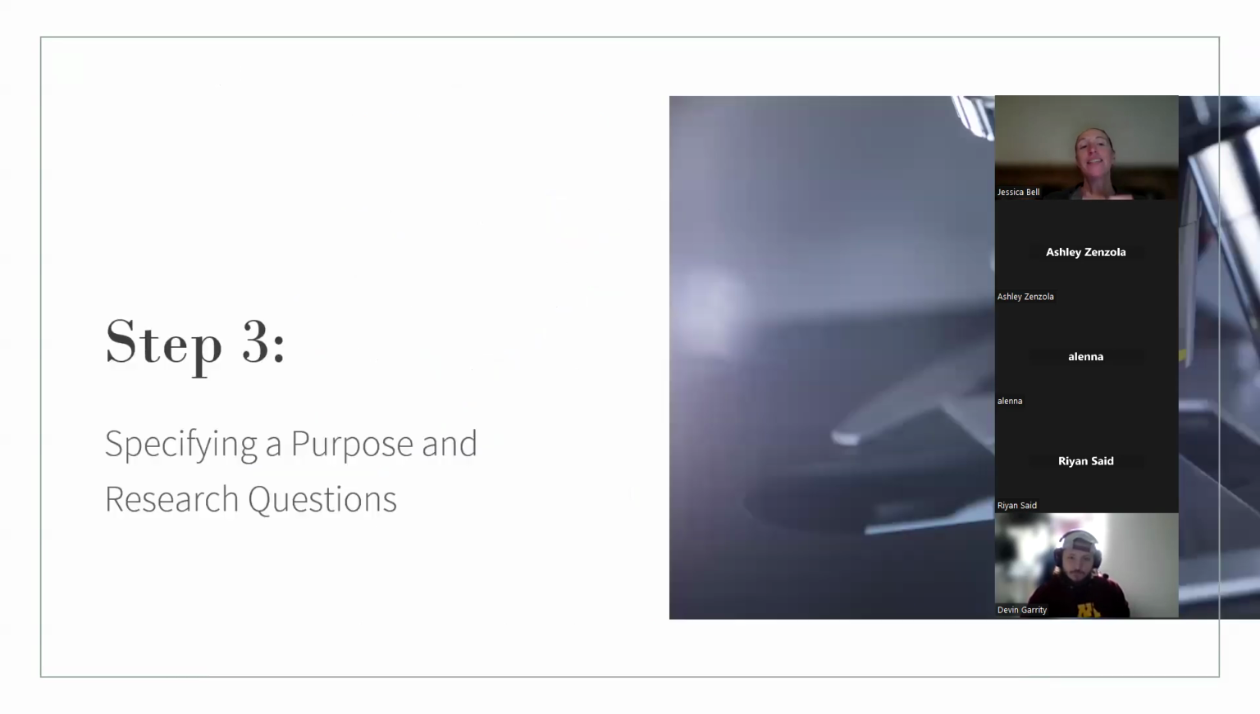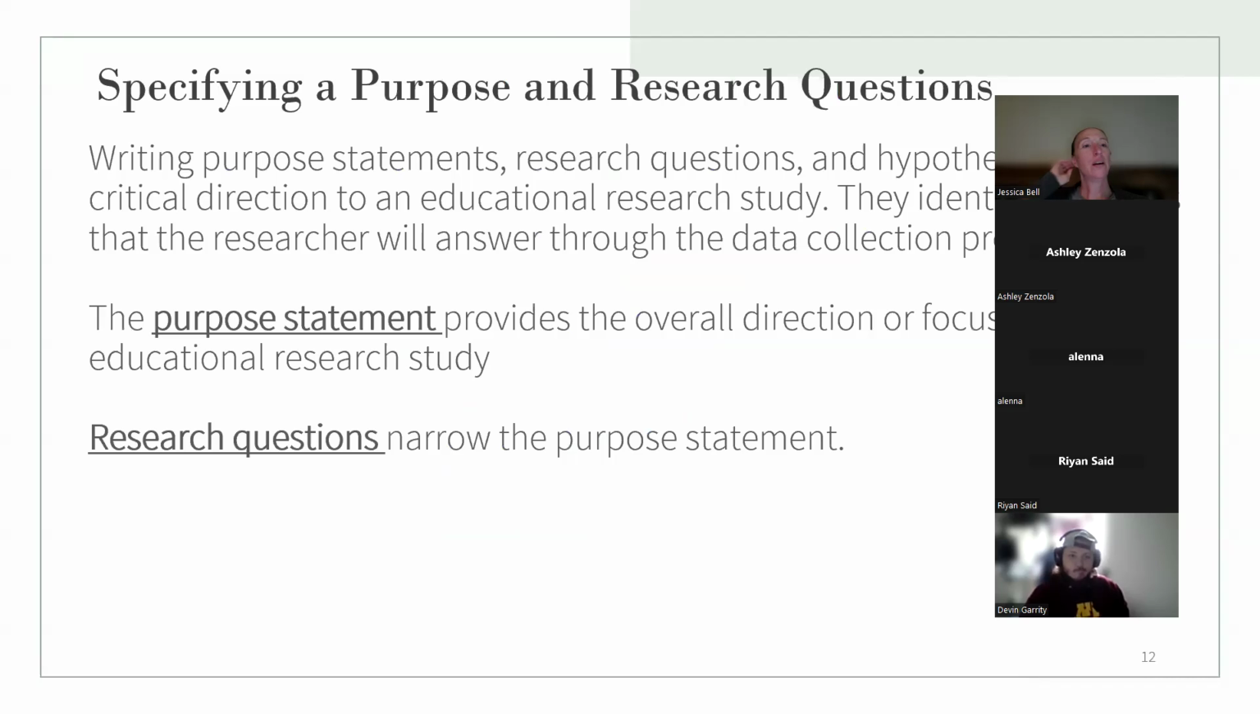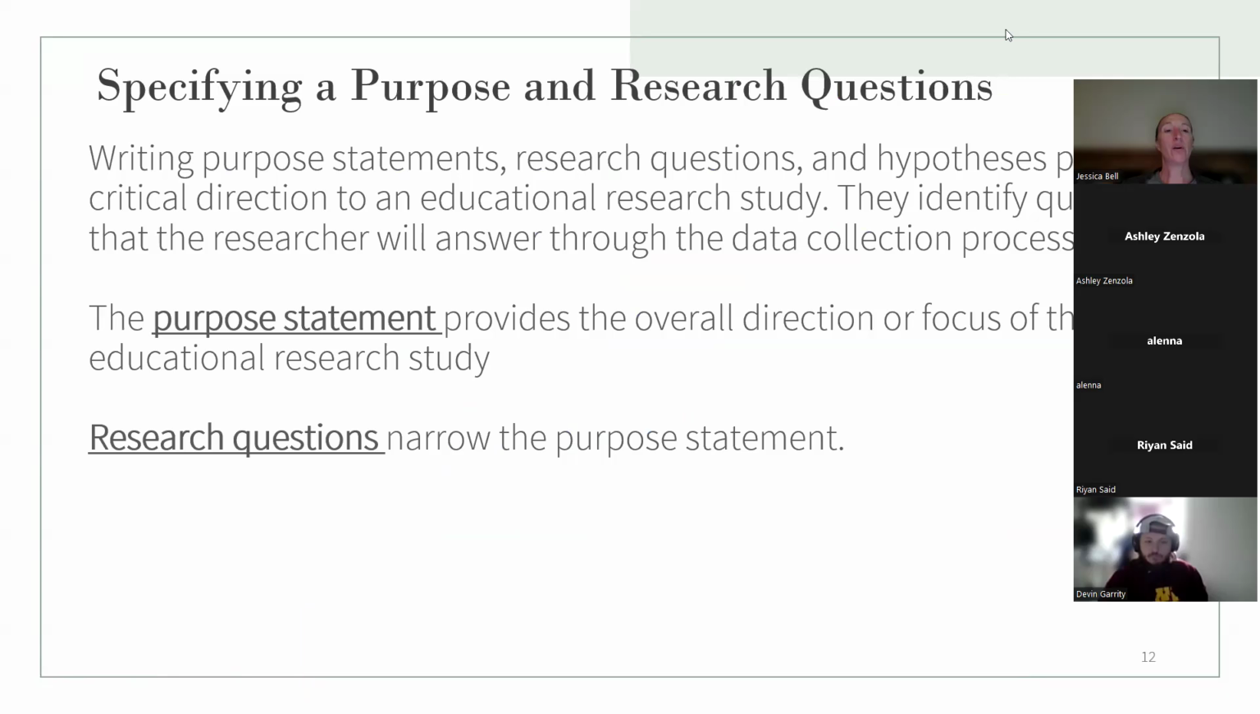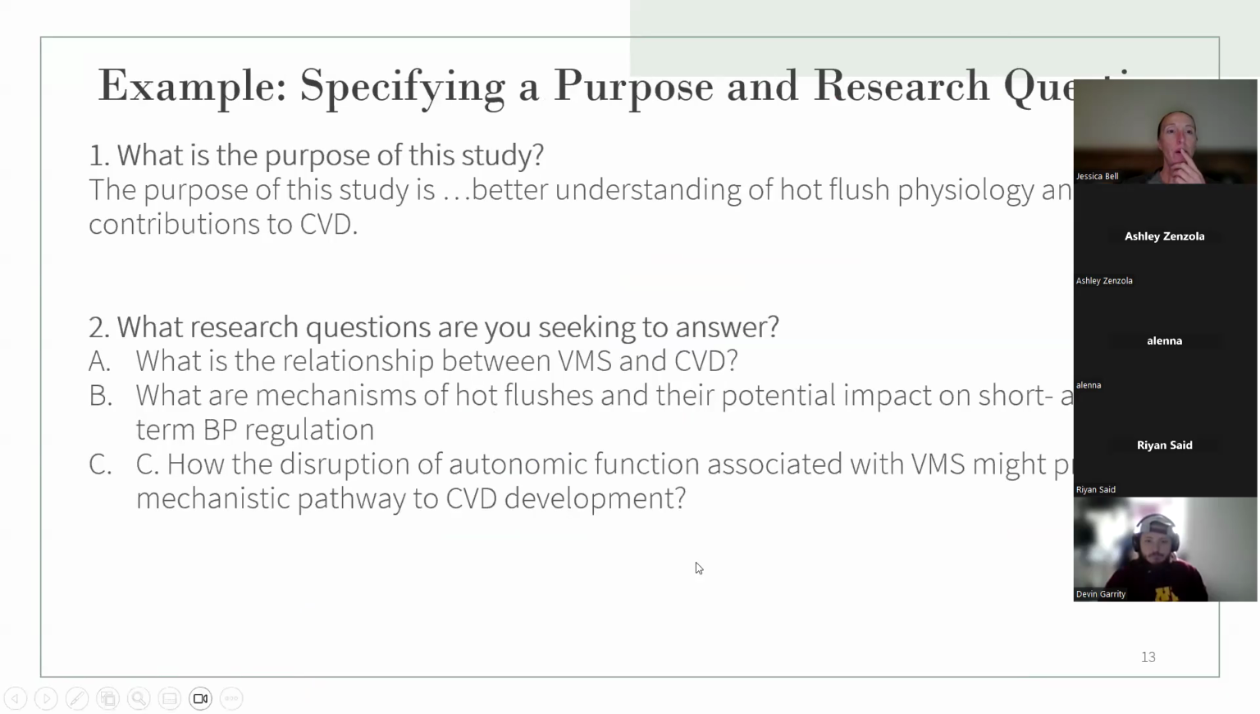All right. Step 3 is specifying a purpose and a research question. Writing purpose statements, research questions, and hypotheses provides critical direction to an educational research study. They identify questions that the researcher will answer throughout the data collection process. The purpose statement provides the overall direction or focus for the educational research study, and then the research question will narrow the purpose.